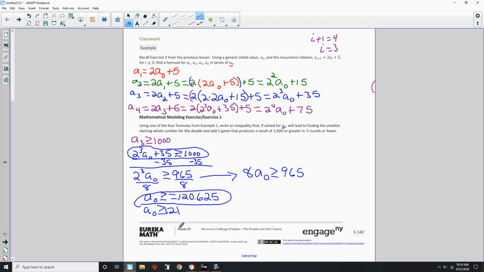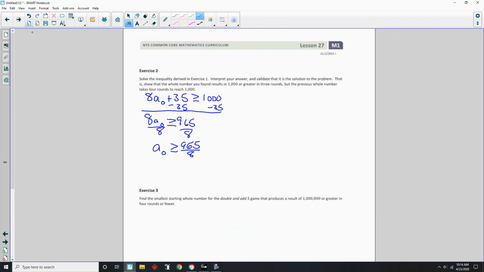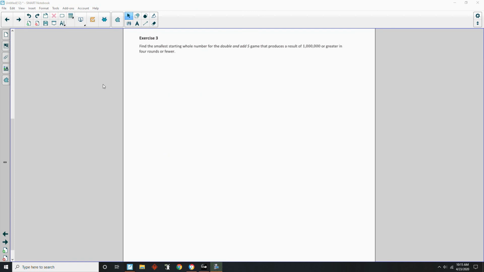All right, and that would result in, if you did that, 1003 after 3 rounds, where 120 results in 995 after 3 rounds. I'm not going to show that, but you could calculate that if you wish. Okay, here's exercise 3. Let's see, I'll do this one in red. Find the smallest starting whole number for the double and add 5 game that produces a result of 1 million or greater in 4 rounds or fewer.